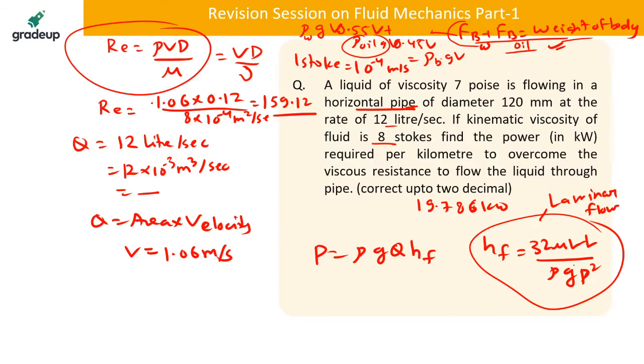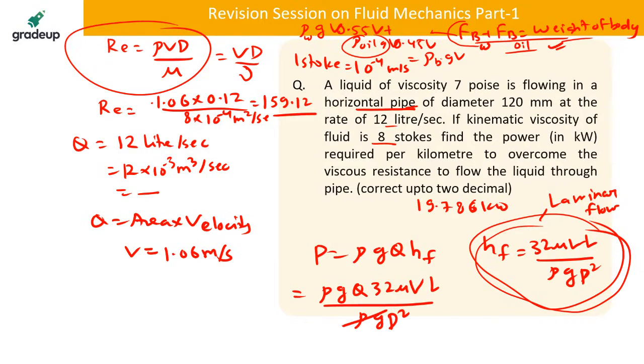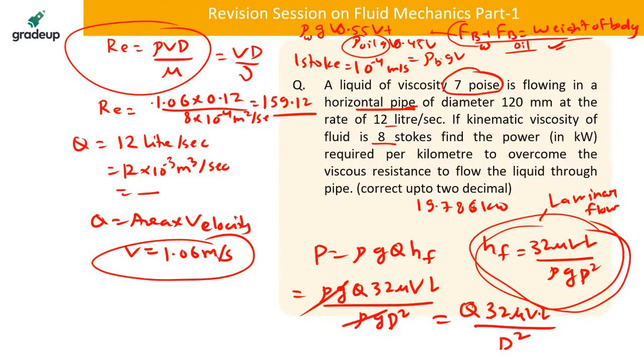Because it is a laminar flow, you can put the value of head loss as this. Power will be equal to rho g Q into 32 mu V L divided by rho g D square. So this rho g will get cancelled out. It will be simply equal to Q into 32 mu V L by D square. Just put all the values. Discharge is given, 32 into mu. Mu is the given viscosity, 7 poise, or 0.7 Pascal second. V is also given, you have found 1.06. Length of the pipe is also given. You have to find the power per kilometer, so it is given per kilometer and you don't have to find this. It is P by L. So you can find the answer very easily from here. Got it? Have we got 19.786 kilowatt? Just put all the values and you will get the answer.